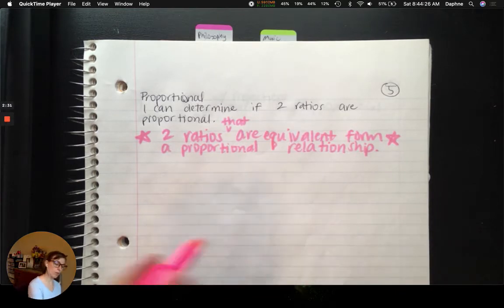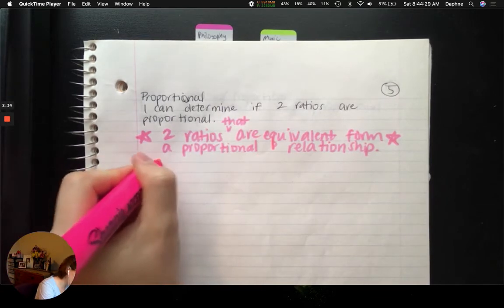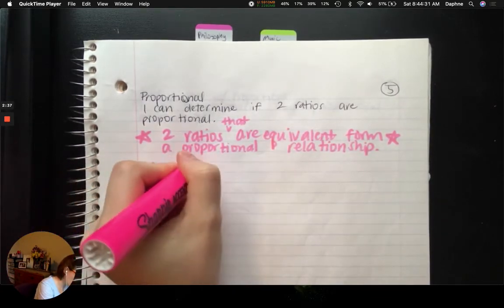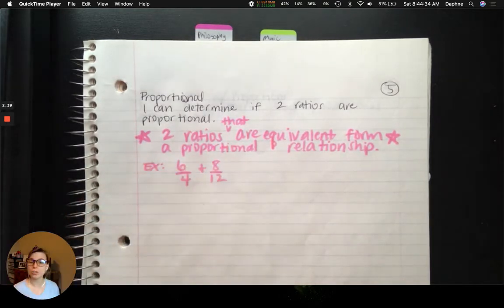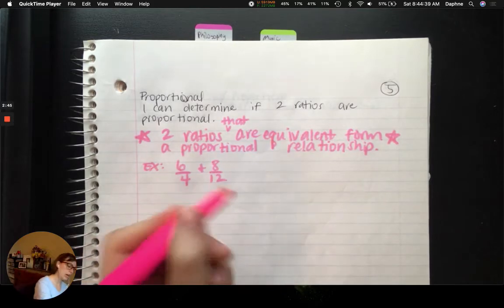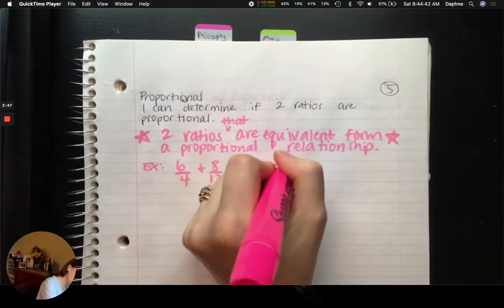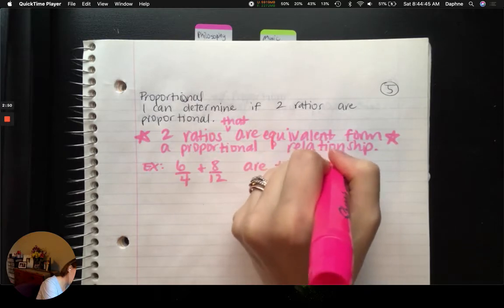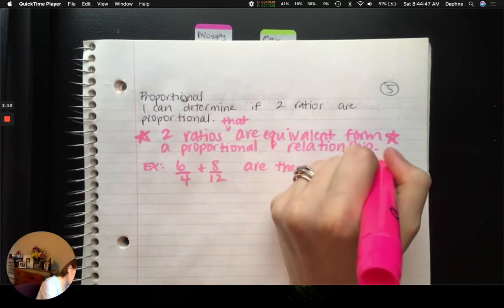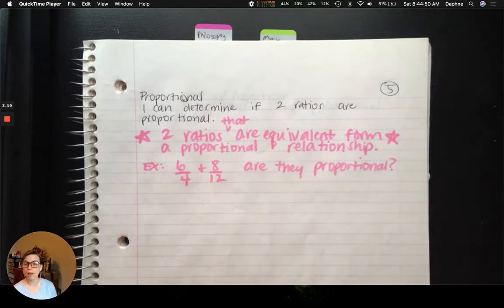So an example is 6/4 and 8/12. So these are two ratios written as fractions. This is an and sign in between. And my question to you is, are they proportional? Do they form a proportion? Meaning, if they are proportional, they must be equivalent fractions or equivalent ratios. So, how do I prove that they're equivalent? I simplify them as far as I can and see if they equal the same thing.